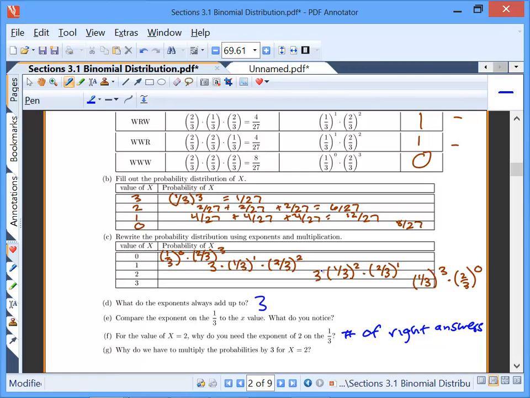Okay, so why did I need that 3? We had 3 ways to get x equals 2. Does that kind of remind you of anything? Like how many ways to get what you want? The combinations that we talked about. And in this case, we said we don't really care if it's right, right, or right, wrong, right, or wrong, right, right. You're still getting 2 correct answers. So that's why it was a combination with order not mattering.